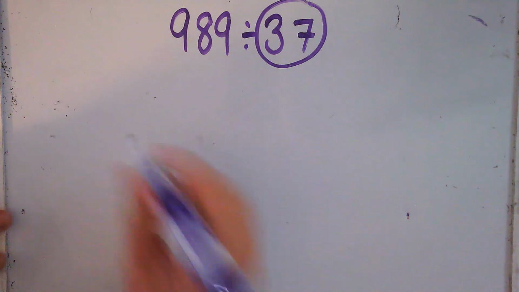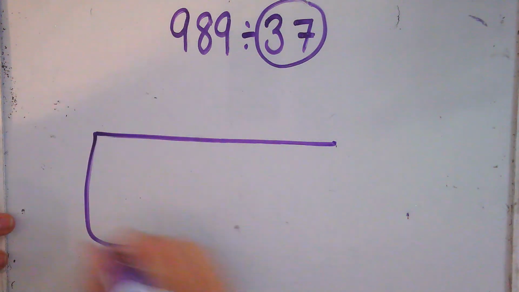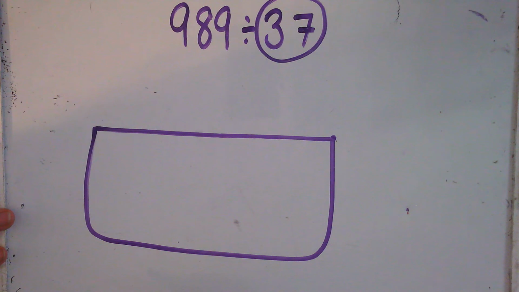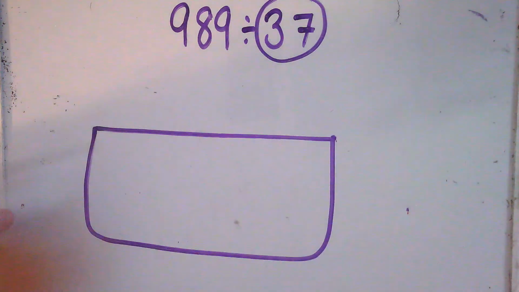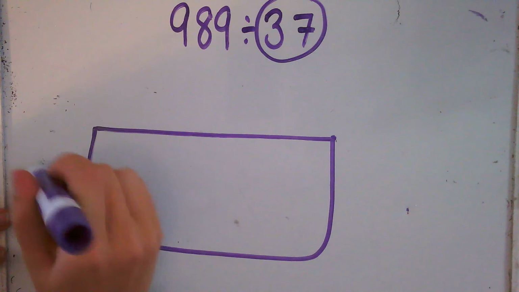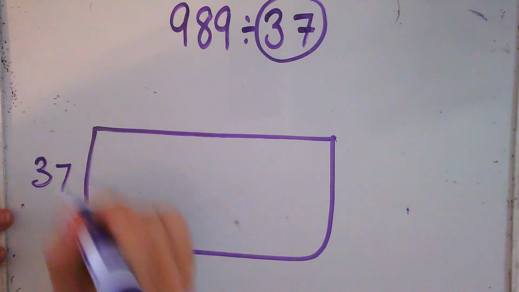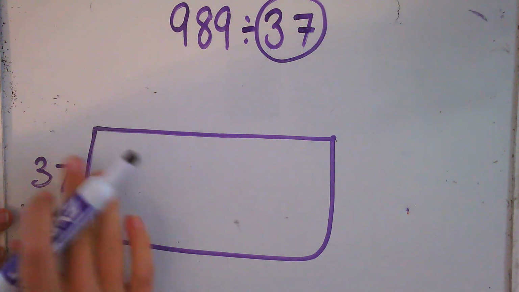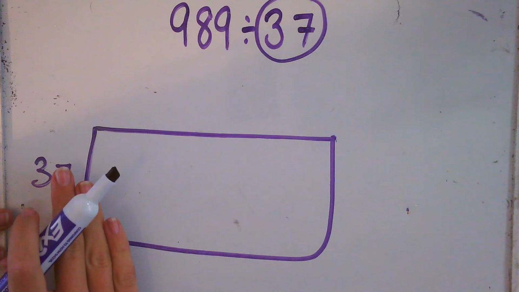Now, go ahead and draw a rectangle on your paper so we can set up our area model for finding the quotient. Show me where the 37 goes. The 37 is our divisor. You can pause the video if you need time. Okay, if you wrote the 37 on this side, you did a good job, okay? We are dividing by 37. That's our divisor, so we always put it on this side, okay?